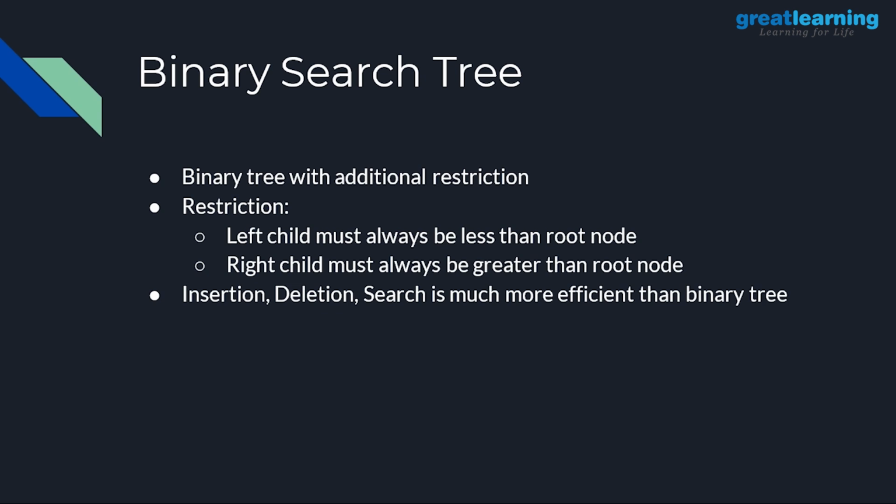And this is true for every sub node. Okay, every child, this is true. For example, if I'm talking about a left node, the left node's left will be lesser than its parent node, and all the elements which are greater will be greater than that. So the left child must always be less than the root node for every node I'm talking about. And similarly the right child must always be greater than the root node. Insertion, deletion and search operations are much more efficient than in a binary tree.